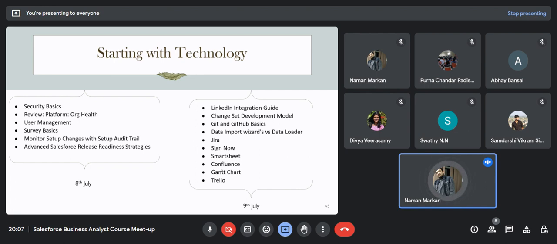And we also looked into some Salesforce related topics, like how we can integrate Salesforce with LinkedIn, what exactly Git and GitHub are, and what the tools related to data importing are.